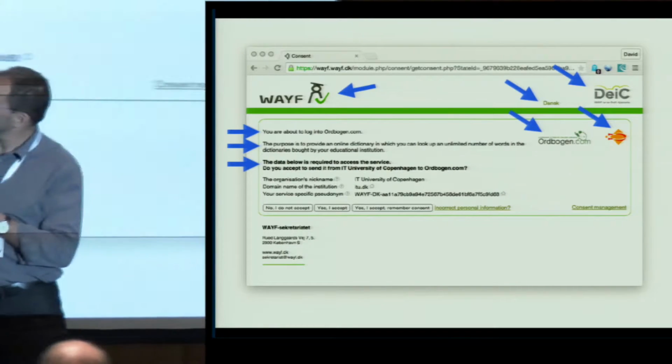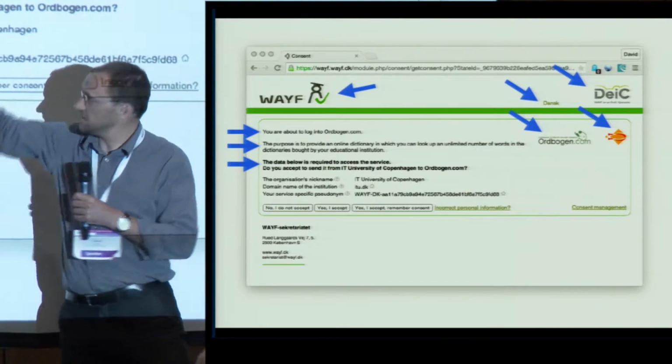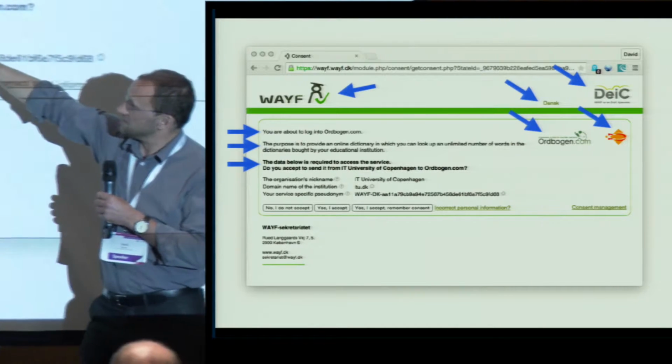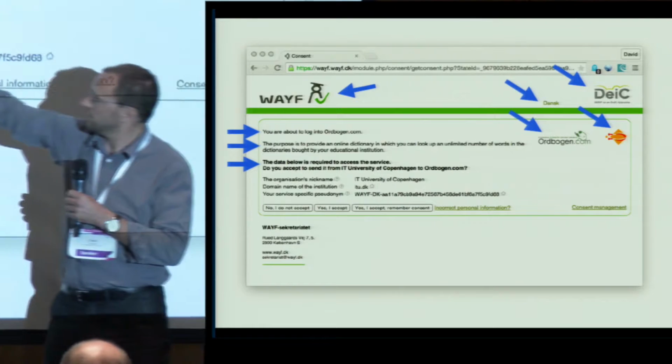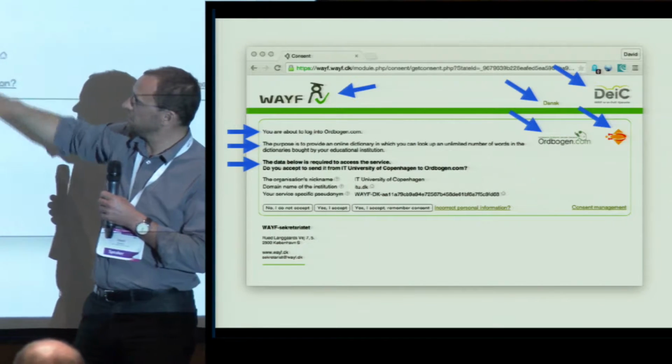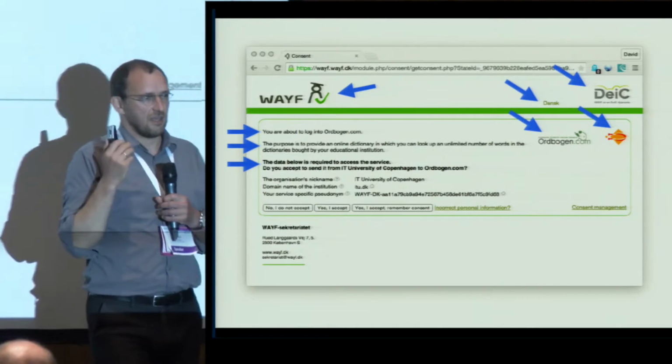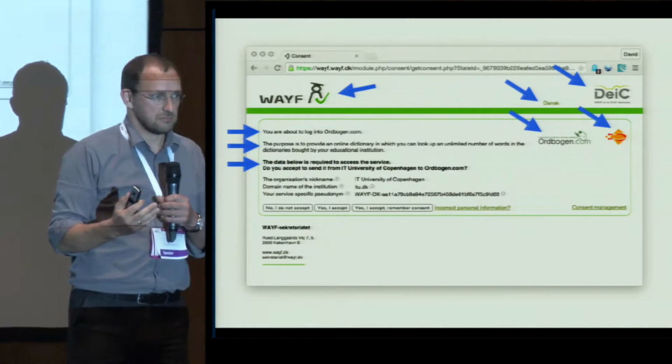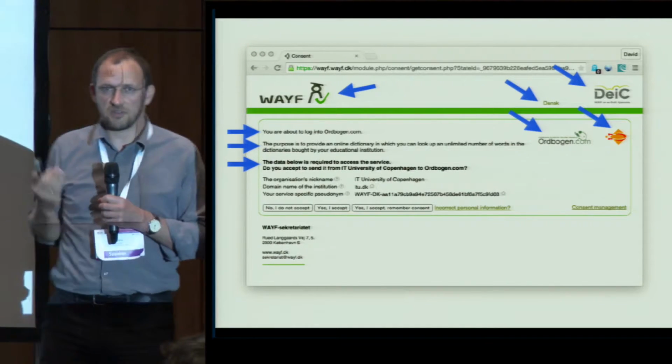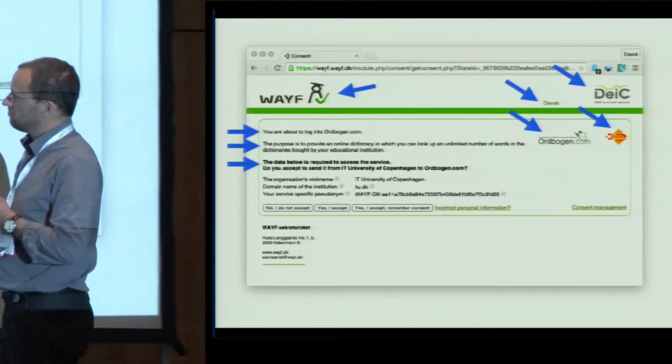Next arrow here is the action that will take place. The data below is required to access the service. Do you accept to send it from the IDP name to the service provider name? So this is, in fact, what it's all about. Do you accept to send the information over? And that's it.